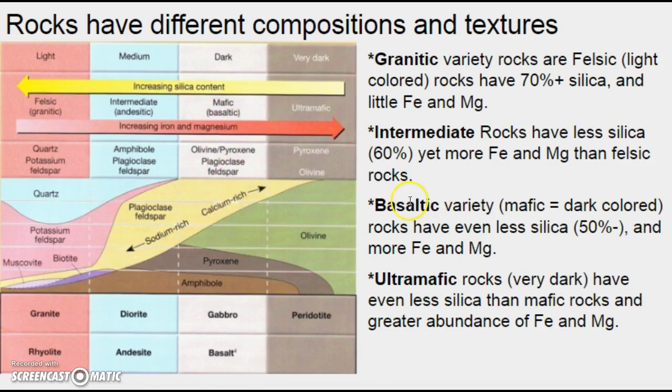My mafic themselves, so the basaltic variety, mafic dark colored, these have even less silica than your intermediate and more iron and magnesium. And here I could see calcium rich plagioclase feldspar, I could say olivine, you'd see pyroxene and amphibole. And lastly, my ultramafic. Ultramafic here, very dark, have even less silica than mafic rocks and a greater abundance of iron and magnesium. And then down here are just a couple different examples. Here are my phaneritic rocks, and here are my aphanitic rocks.